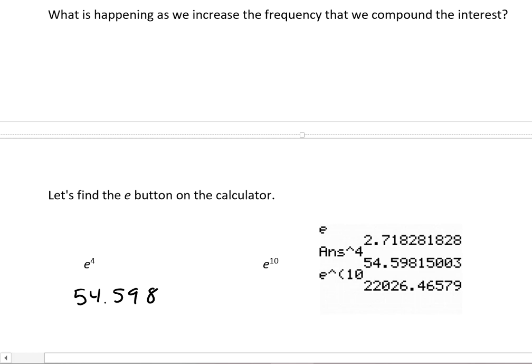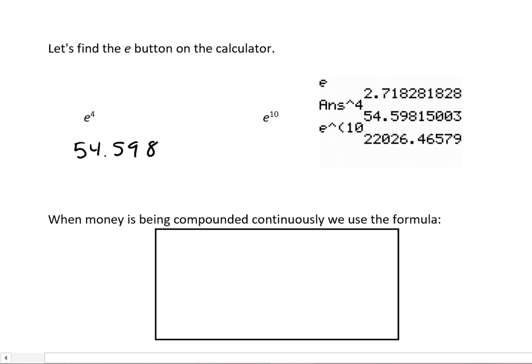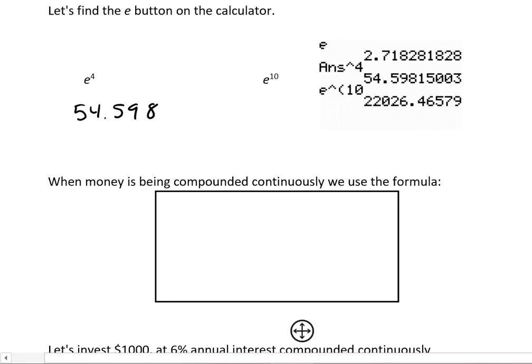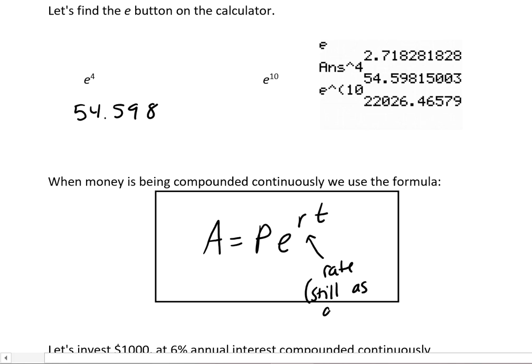Okay. So when money is being compounded continuously, we use the formula A equals P E to the RT. A very pertinent formula. Get it? Our interest rate's the same, still as a decimal. And notice it's not 1 plus R. It's just R. Okay? And then this is my time, and then my initial and ending of it.